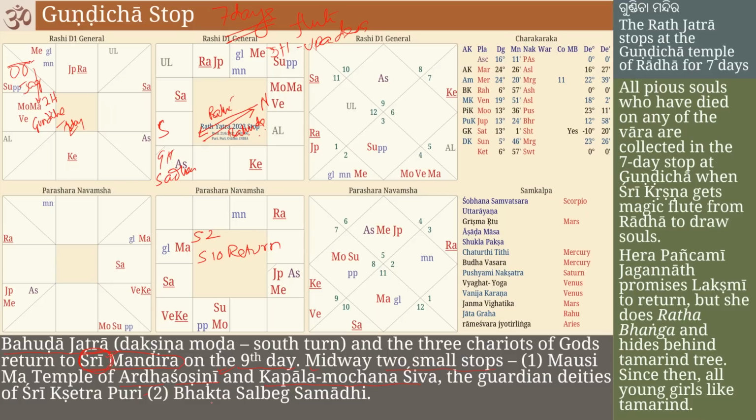Then another stop is there, and this is for a Muslim. This Muslim fellow, a Muslim Bhakta, Salbeg. There is a temple of Bhakta Salbeg, and the Jagannath Rath Yatra stops every year for the last 300 odd years. This stop has been made after the Jivani of Bhakta Salbeg, who was one of the top disciples of Chaitanya Mahaprabhu.